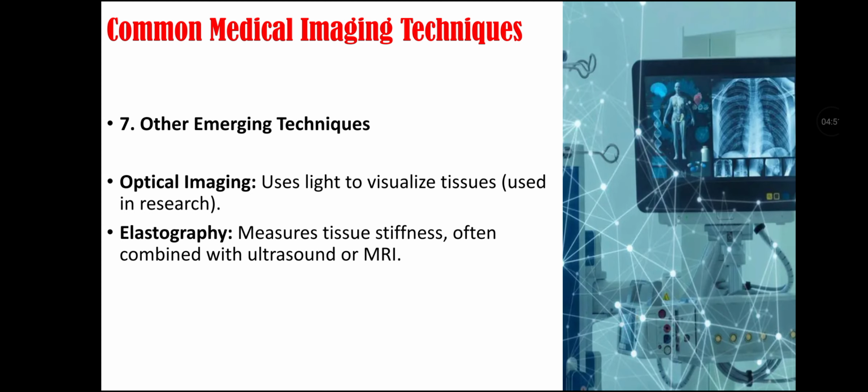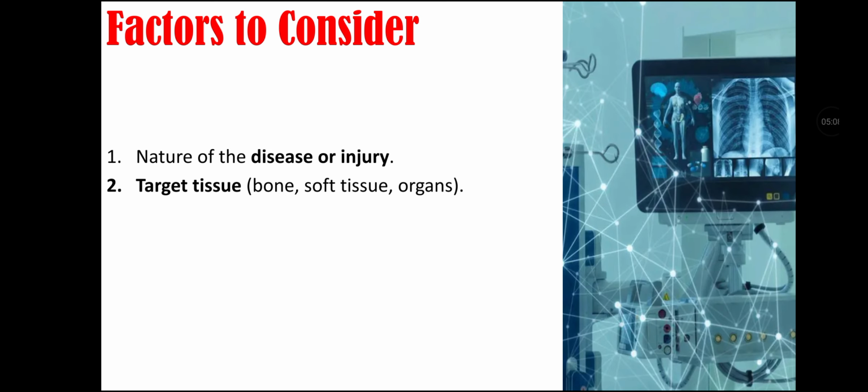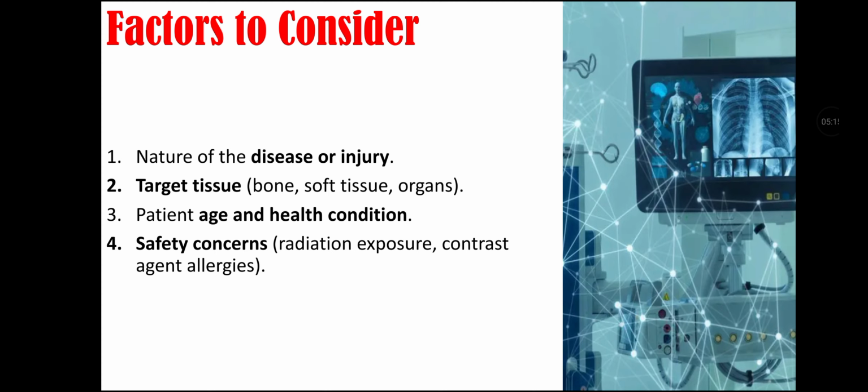Factors to consider while doing medical imaging techniques. First, the nature of the disease or injury. Second, target tissue, which may be bone, soft tissue, or organ. Third, the patient's age and health condition. Fourth factor is safety concerns like radiation exposure and contrast agent allergies. Fifth factor is availability, cost, and time required.